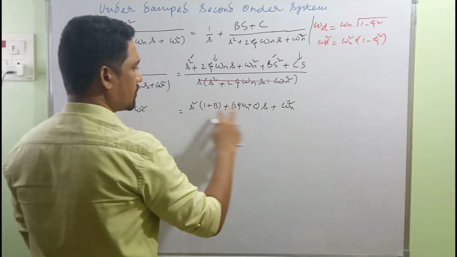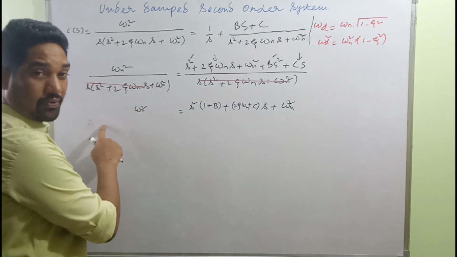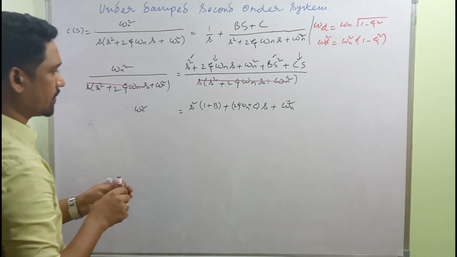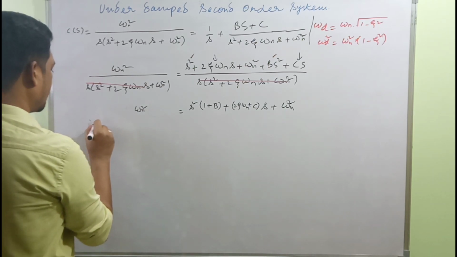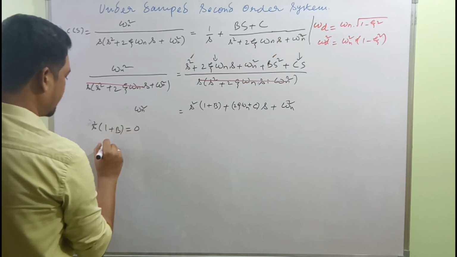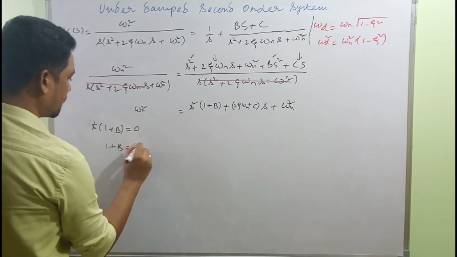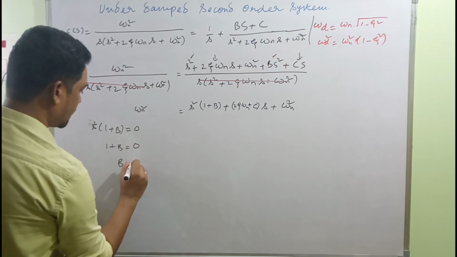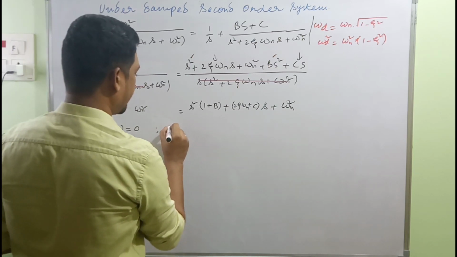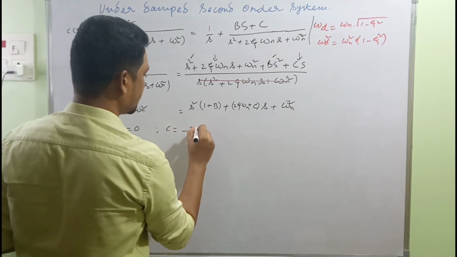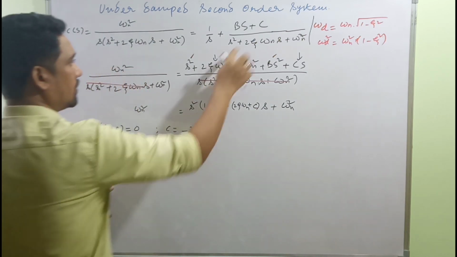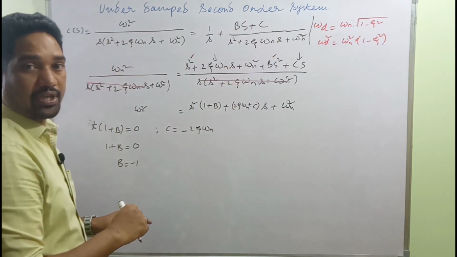So this will be equal to 0, this will be equal to 0, because we don't have s square and s term on this side, right? So omega n square, omega n square, that's right, no problem with that one. So s square into 1 plus b will be equal to 0, that will be 1 plus b equal to 0, and our b which we are searching for will be equal to minus 1, right? And on the other hand, from here straight away c will be equal to minus of 2 zeta omega n.